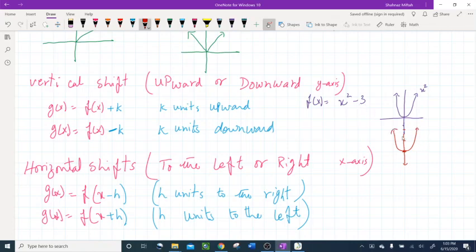So shift this original graph downward 3 units. And you can tell 1, 2, 3 units. Okay.